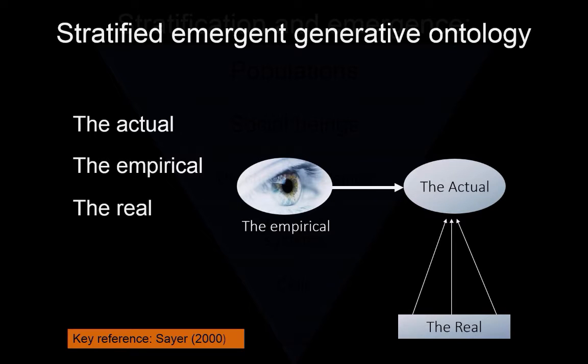And the actual, as you'll see on the screen there, refers to events and outcomes that happen in the world. But we can only ever perceive or know of those things through the empirical, which are our perceptions or processes like science, which are always fallible. We can never actually get to an infallible sense of what the actual is. There's only ever an account of what the actual is.